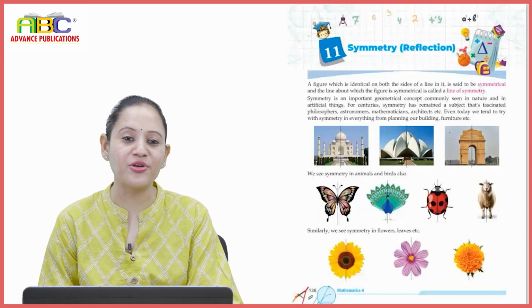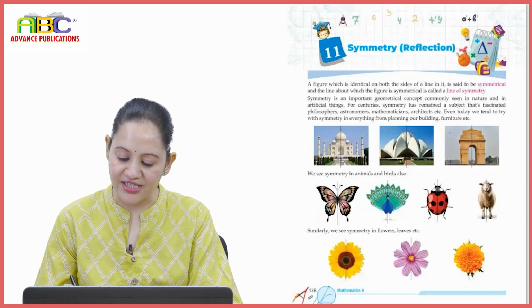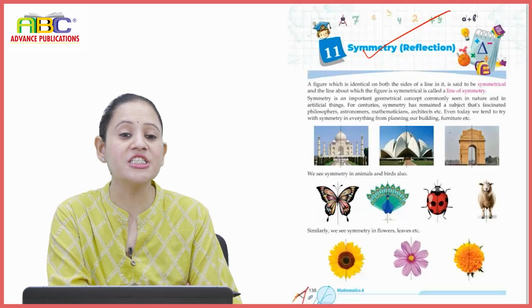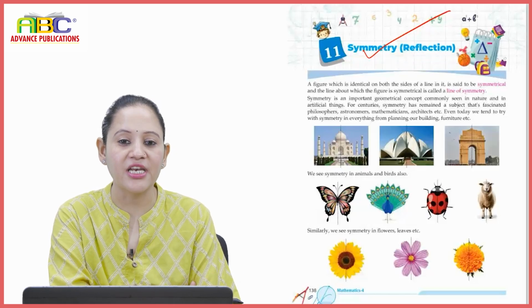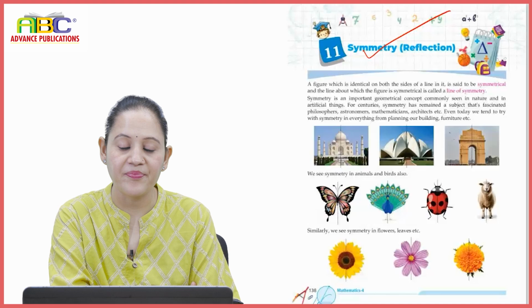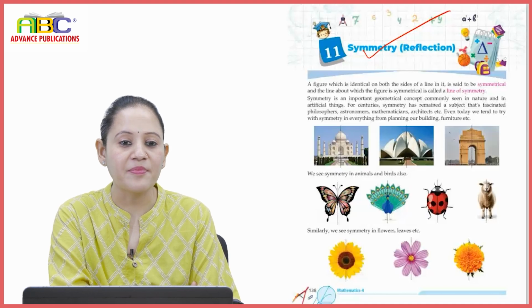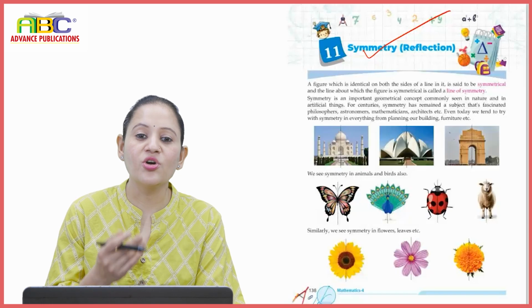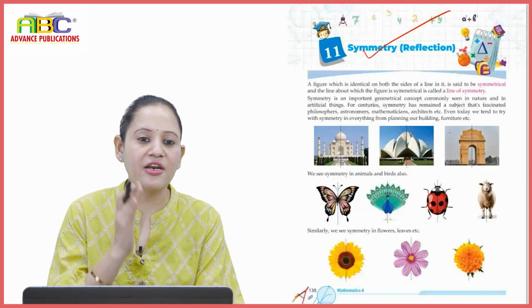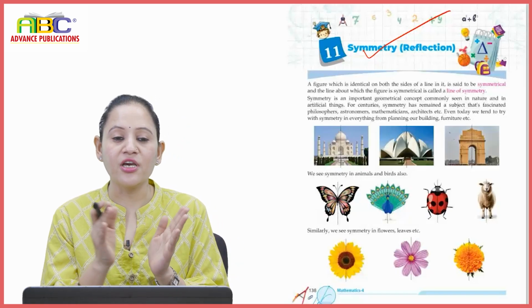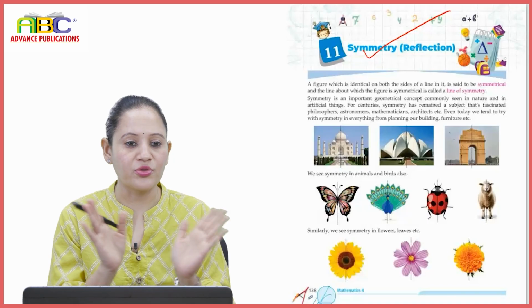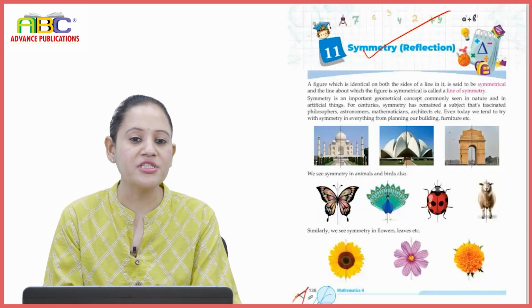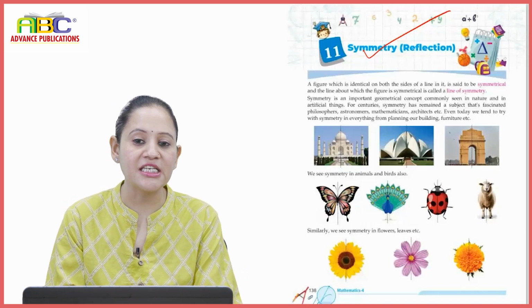Maths class, and today we'll do symmetry or reflection. A figure which is identical on both sides of a line is said to be symmetrical. And the line about which the figure is symmetrical is called the line of symmetry. So line of symmetry is an imaginary line around which the figure is identical on both the sides.